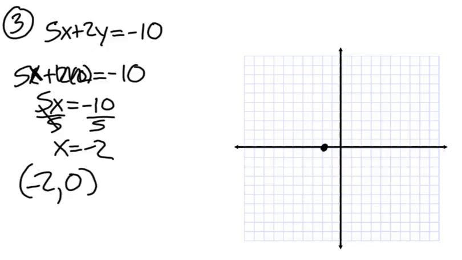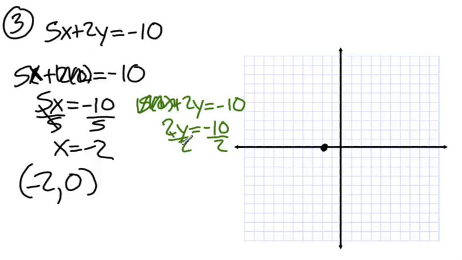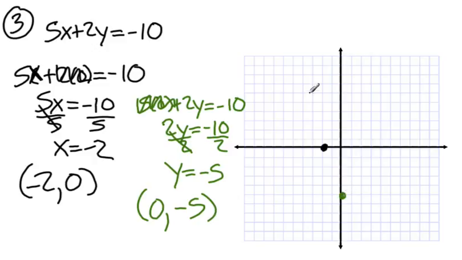Now I'm just going to flip it around, and I'll put a 0 in place of the x. The 0 times 5 is going to cancel out, and I'm left with 2y equals a negative 10. Divide by 2 on both sides, y equals a negative 5. So we put a 0 in place of the x, and we found that y was negative 5. Then you can connect those and form your line.